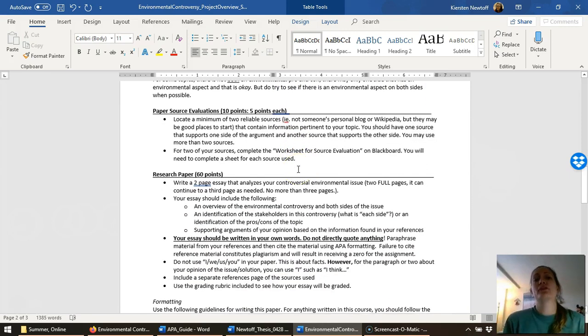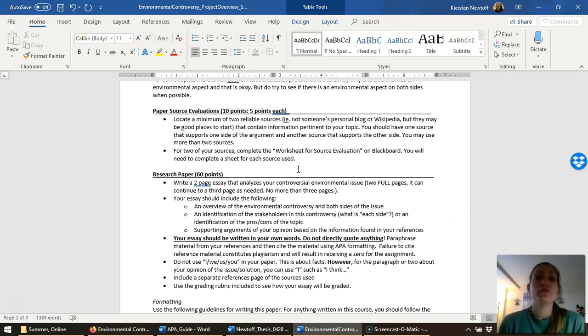Then for this paper, you're going to need to have at least 2 sources. You will likely need more, and that's totally fine, but for 2 of your sources, you're going to fill out this worksheet that helps you to evaluate your sources. Who is the author? Where did they get their information from? Is this new information? How reputable are they? It's just questions getting you to think about how good your source is. And you can find these worksheets on Blackboard.